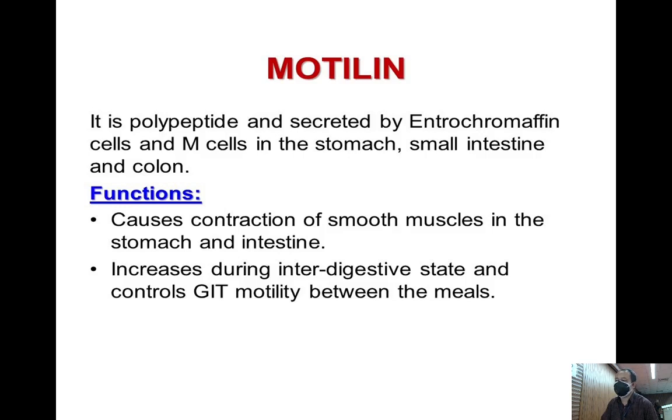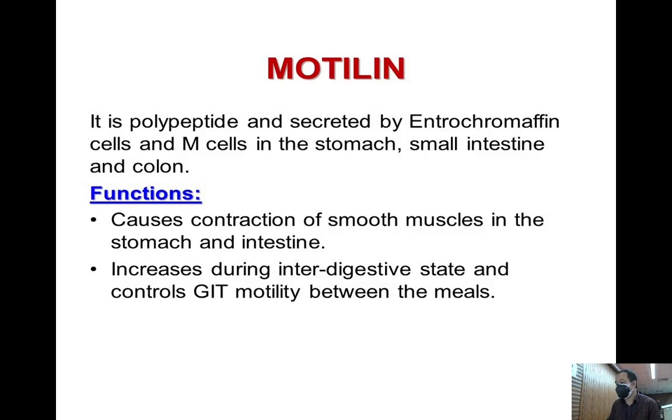Every 90 minutes, there would be a contraction that is being caused by this hormone Motolin, and it behaves like a hormone that functions in housekeeping, by pushing all the chyme, the digested matter, from the stomach into the small intestine and then into the large intestine.